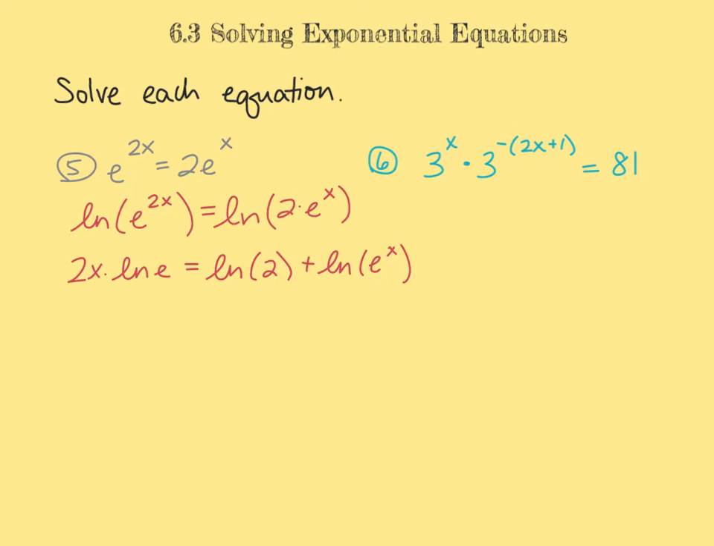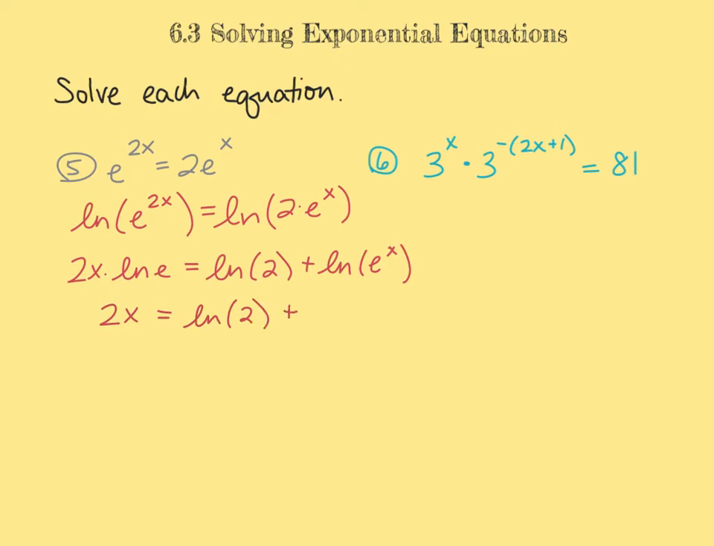Now from here, we notice a couple things. First, we know that the natural log of e is 1. So since the natural log of e equals 1, this is 2x times 1, or just 2x. Natural log of e is really nice because it goes away if it's just multiplied by something. The natural log of 2 is just a number. We'll just leave it as so.